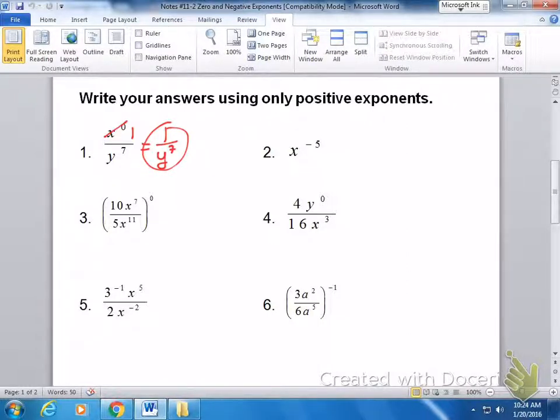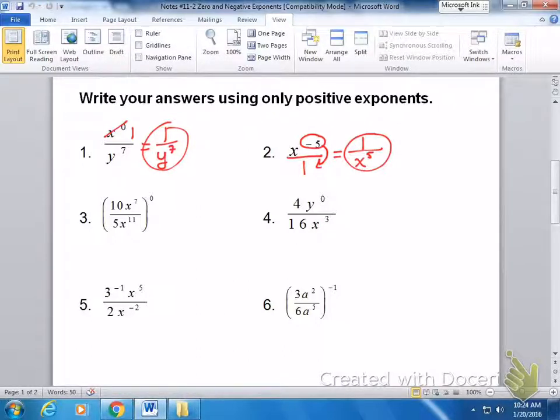I have x to the negative 5. Now, really, that's x to the negative 5 over 1. And remember, negative exponents mean it's in the wrong spot, so I need to move it to the denominator. So when I move it, I'm left with 1 on top. And then when I move x to the negative 5 to the bottom, I put x to the 5th. There's our answer there, 1 over x to the 5th.